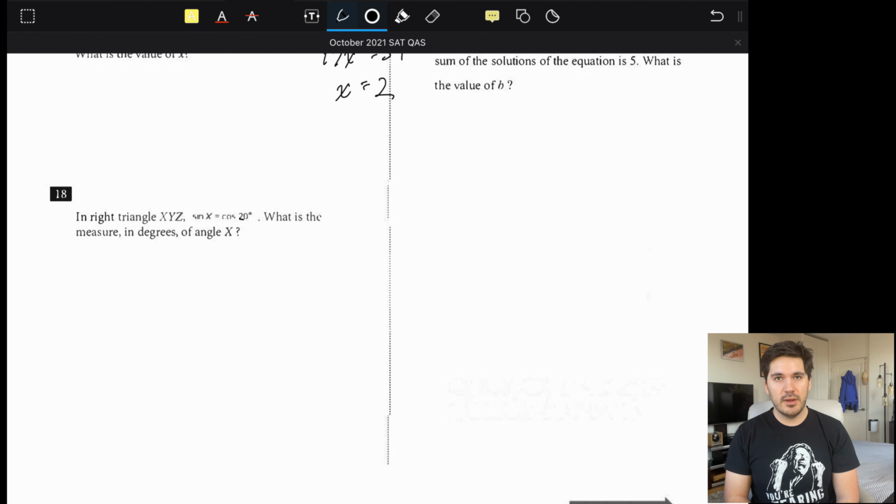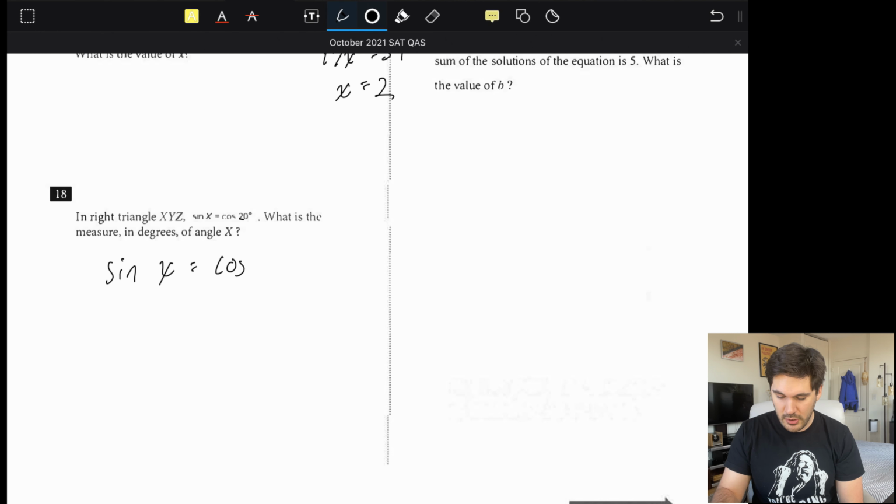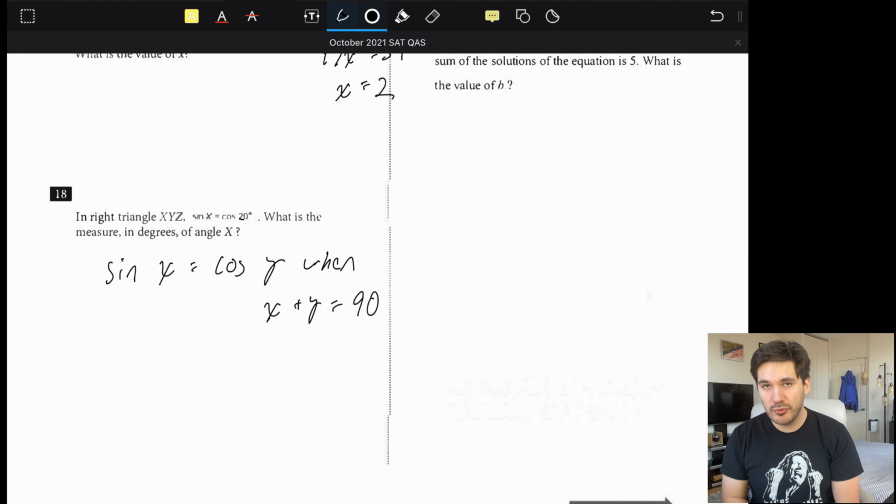But there is a rule in right triangles, which is that sine of x equals cosine of y when x plus y equals 90. It's a really good rule. You need to know it. This keeps popping up in the tests, and it's viewed as a more difficult sort of question, because it's not a rule you really learn about. You learn it in school once, and if you have a really good SAT tutor, they'll teach it to you. But if you have a mediocre SAT tutor, they won't.